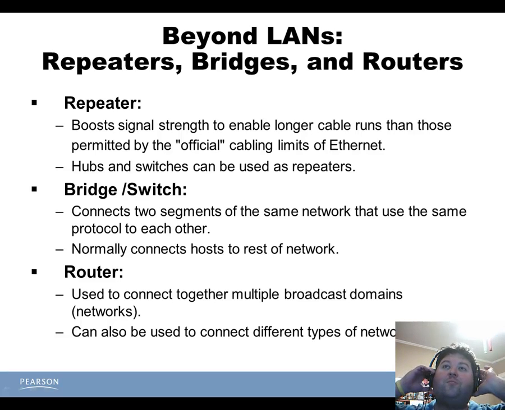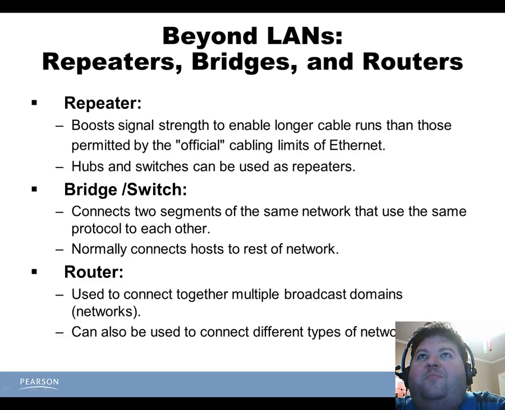So a repeater is a device that enables you to run a cable longer than the official cable limits of Ethernet. A hub and a switch can also be used as a repeater. A bridge switch connects two segments of the same network using the same protocol to each other. And a router can then connect multiple networks together to create different networks. Routers are what allow the internet to be what it is. It's really just a huge collection of networks that are all networked together.